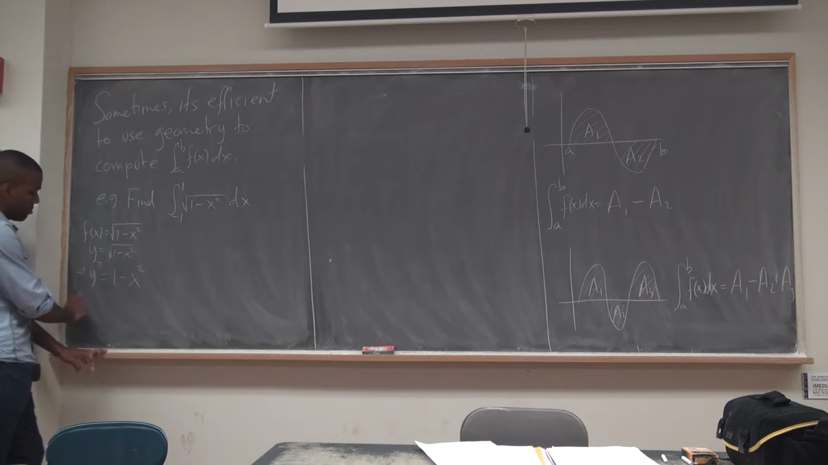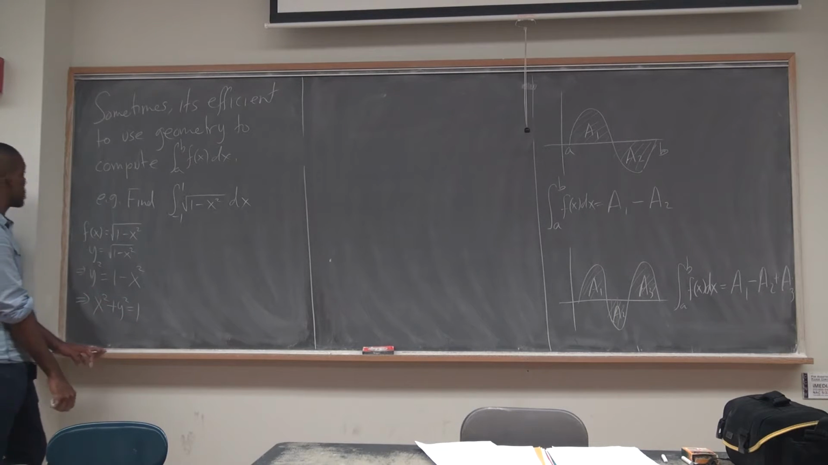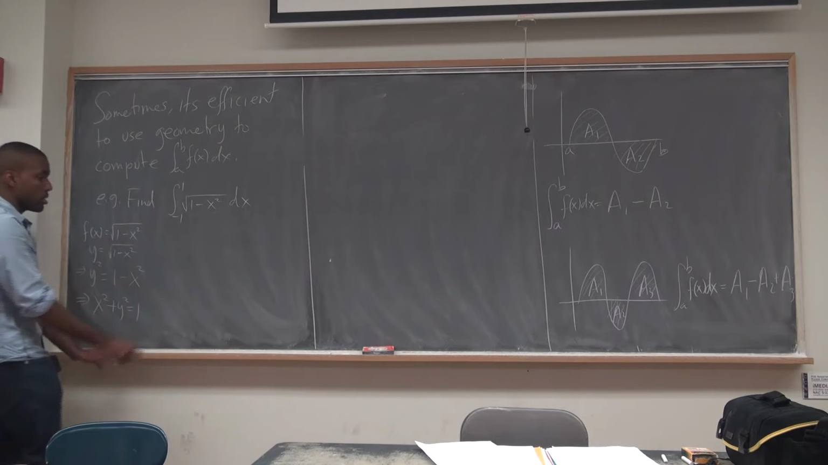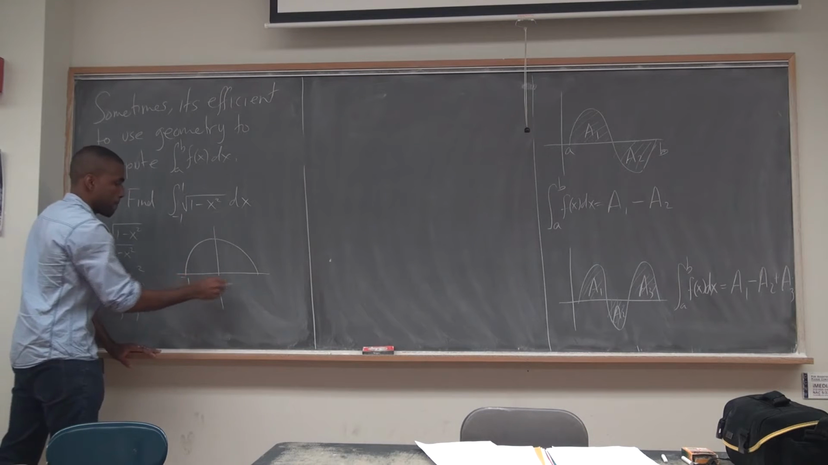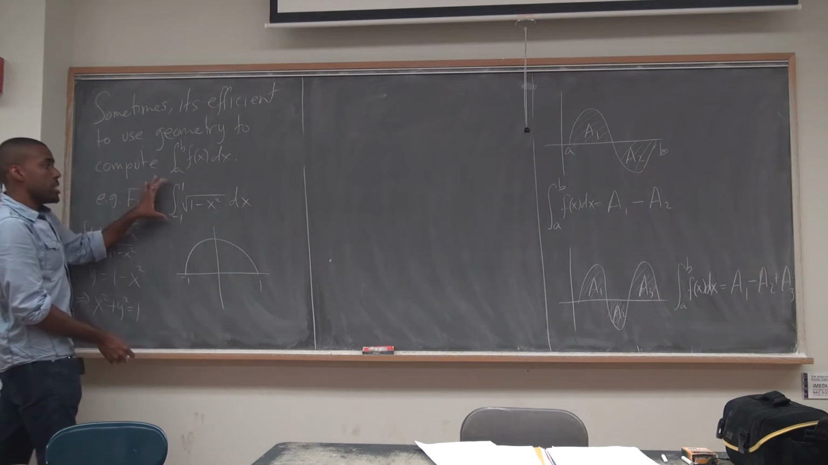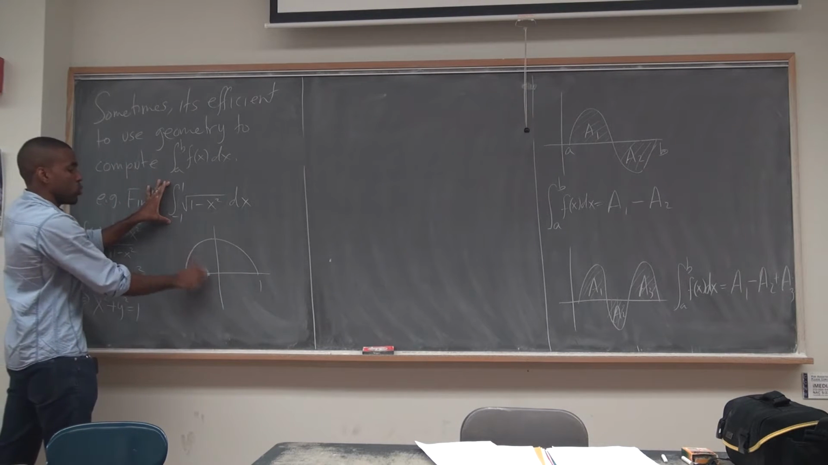It's a circle. Well, in this case, it's a semicircle. It's x squared plus y squared equals 1, right? Which is a circle of radius 1 centered at the origin. But because you have the positive radical, you only have the top half of the circle. Right? So me asking you this is the same as me asking you what's the area here.